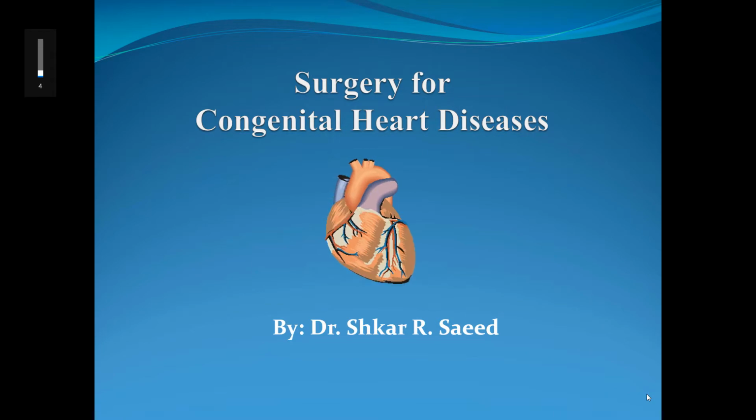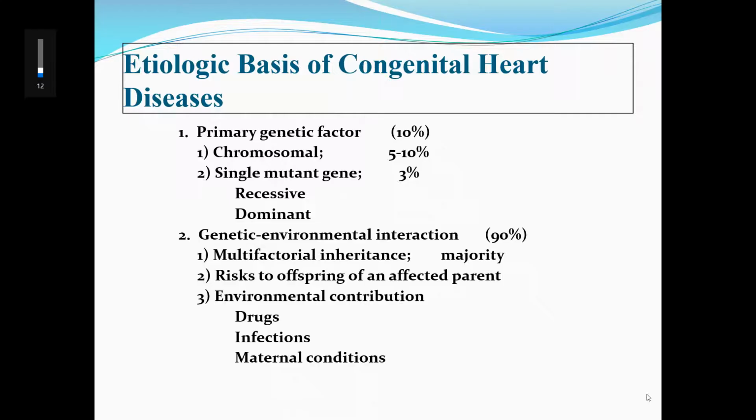I'll give my last lecture, which is about surgery for congenital heart disease. Regarding the etiologic basis for congenital heart disease, primary genetic factors account for about 10%, but for the majority there is a genetic environmental interaction, which accounts for about 90% of the situation.